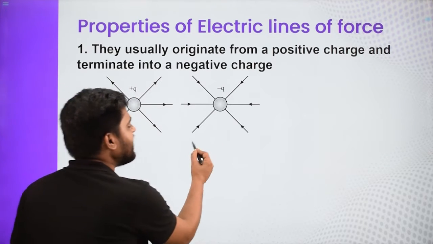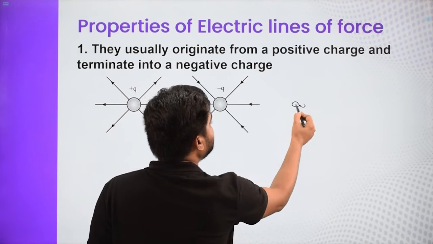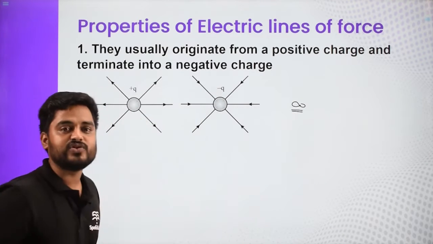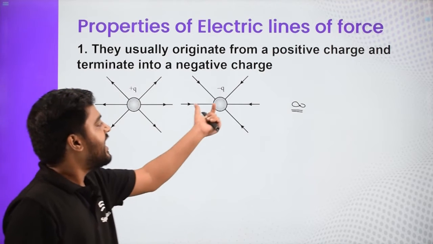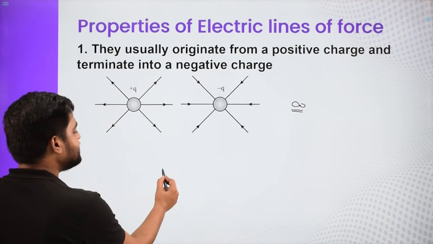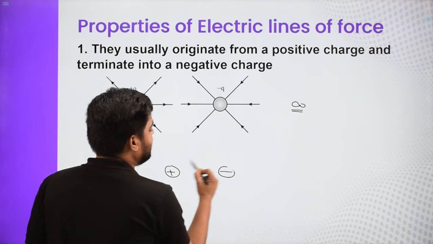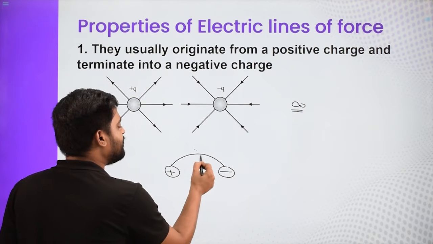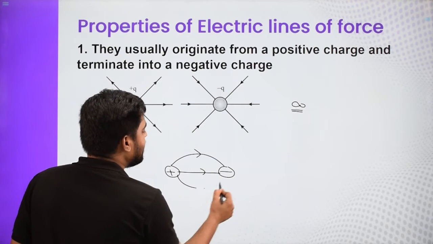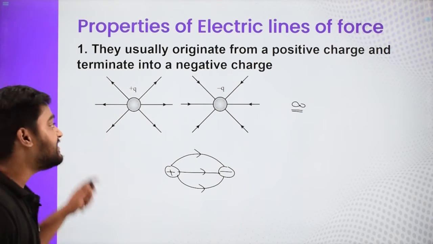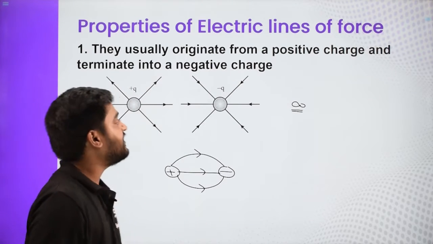And what if our charge is negative? Then they start from infinity and come to the charge. So they originate from a positive charge and end at a negative charge. And if there are both positive and negative charges present, then they originate from the positive and go all the way to the negative charge. So this is the first property of electric field lines.